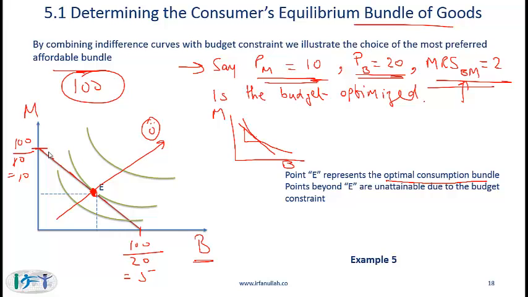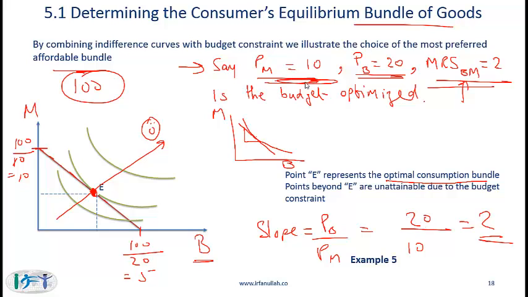Another way of coming up with the slope is to simply take the price of the x-axis item, which is bread in this case. So we could do price of bread divided by price of milk. Price of bread is 20, price of milk is 10, so the slope is equal to 2. In other words, given these two prices, you can come up with the slope. Strictly speaking, the slope is -2, but we are going to use the absolute value of the slope, which is 2.